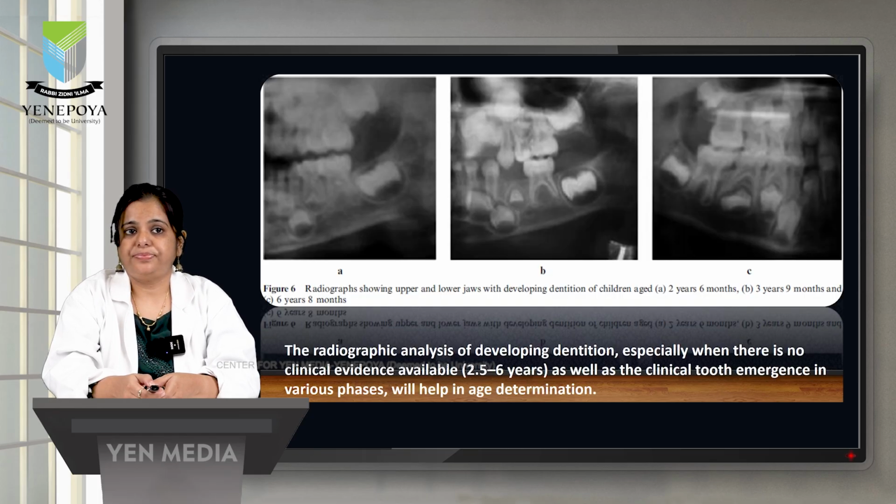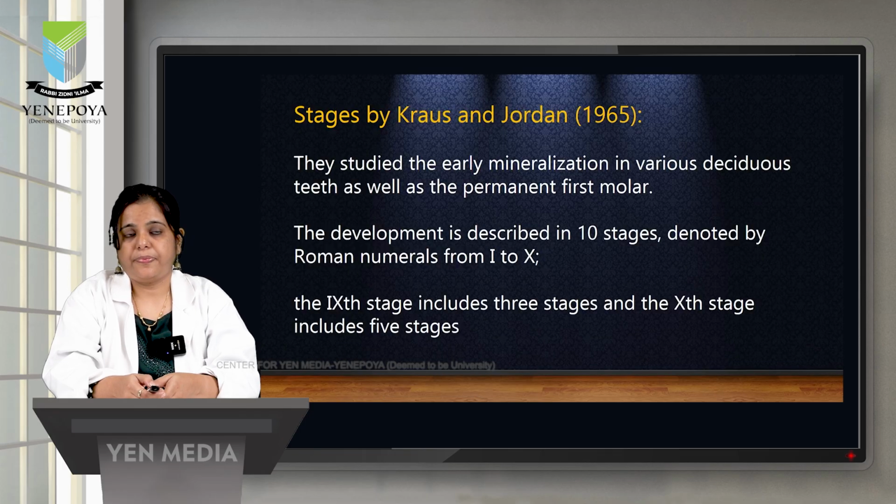The subsequent radiographs of the mandible will depict the deciduous teeth in various stages of mineralization as per the prenatal age of the fetus. So, here we have the image of a radiograph showing upper and lower jaws with developing dentition of children aged in figure A 2 years and 6 months, figure B 3 years and 9 months, and figure C 6 years and 8 months. The radiographic analysis of developing dentition, especially when there is no clinical evidence available, acts as a clinical tooth emergence in various phases, and will help in the age determination.